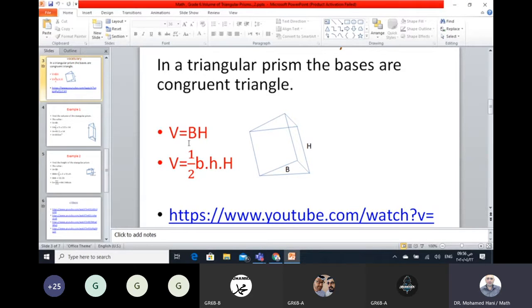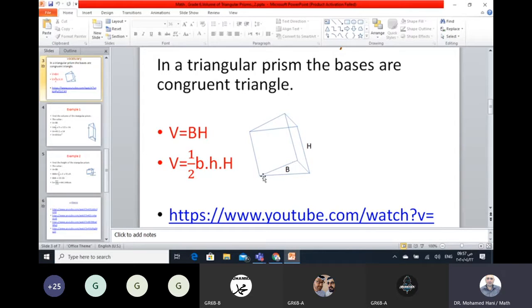Big B means this symbol. We use this symbol for the area of the triangle. As you know, we learned how to solve the area of a triangle in last lessons. So always when you see big B in capital letter, B means the area of the triangle. How to solve the area of the triangle? What is the rule? Area of triangle equals 1/2 multiplied by the base of the triangle multiplied by the height of the triangle.